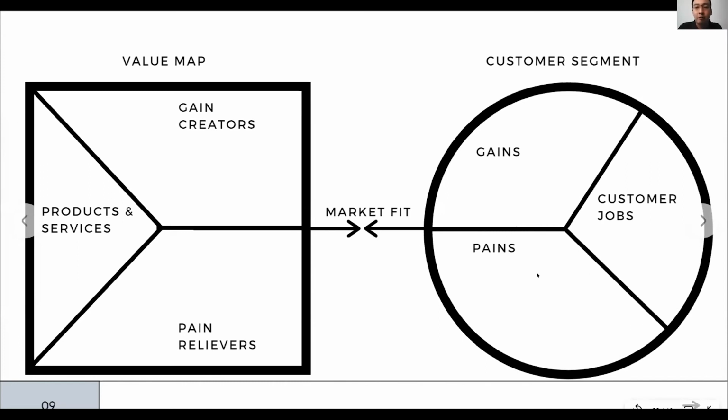Another thing is this circle, which is the pain. Pain has three types. The first kind of pain is that your customer has an undesired solution. That means they have a solution, but it's not what they want. It's not suitable for them, but they're still using it. They are just not happy. This is what you have to identify. A lot of things already have solutions, but the solution might not be the desired solution for them.